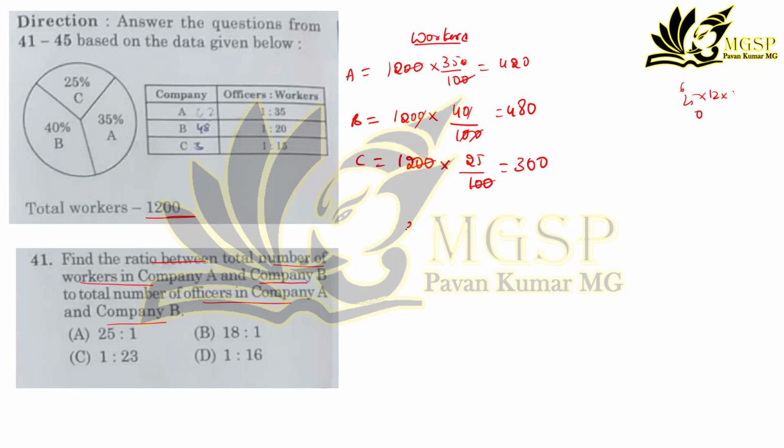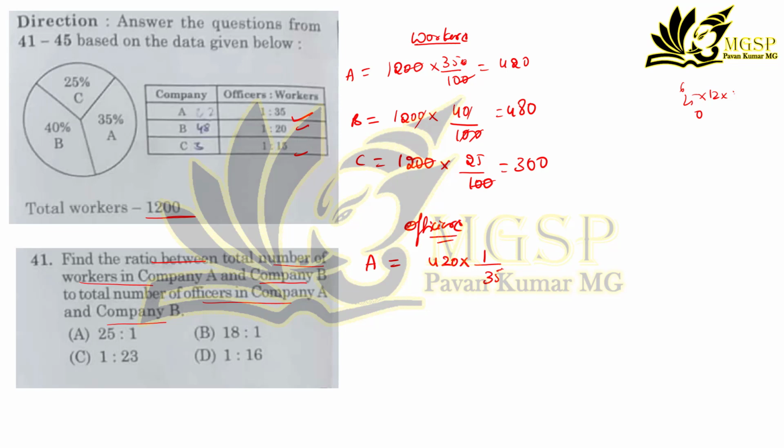Now the officers. They have given the ratio here. To find the officers, we have to know the number of workers in company A, which includes both workers and officers. Company A contains 420 total workers, and the officers and workers ratio is 1:35. This is in company A.